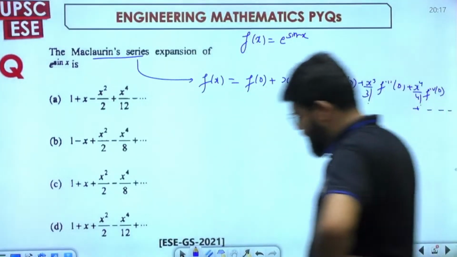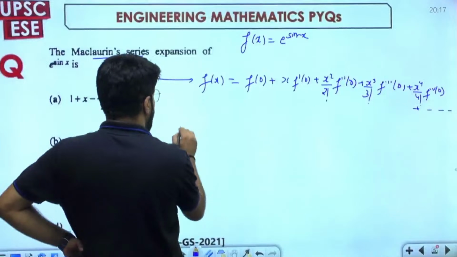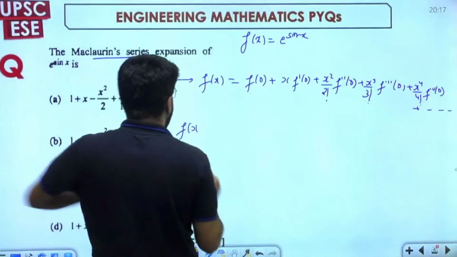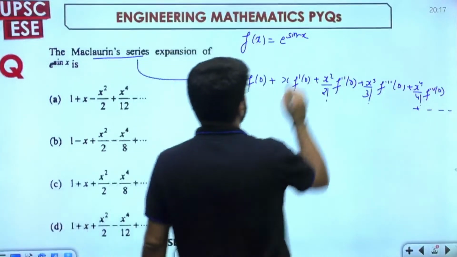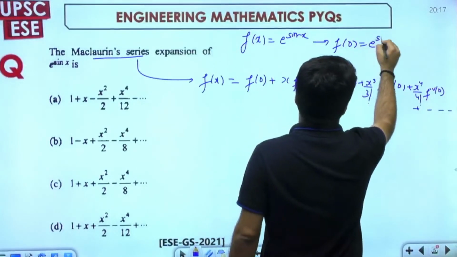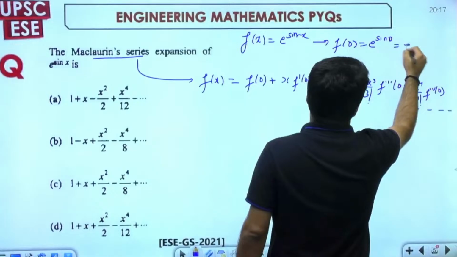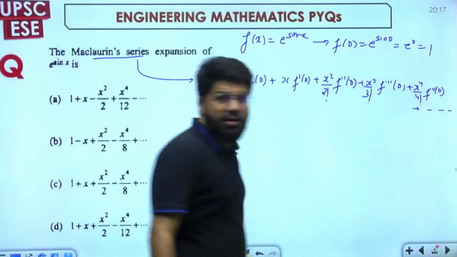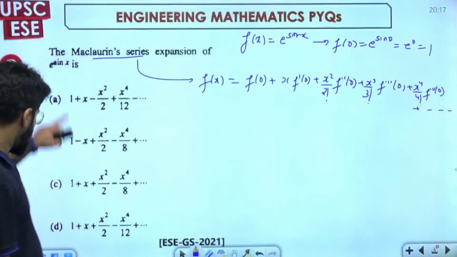So let us check the value on substituting. Now what is f(0)? For that I'll have to calculate first. F(0) required is e power sine 0, so e power 0 will be 1, correct? So f(0) will be 1, so all options start with 1.